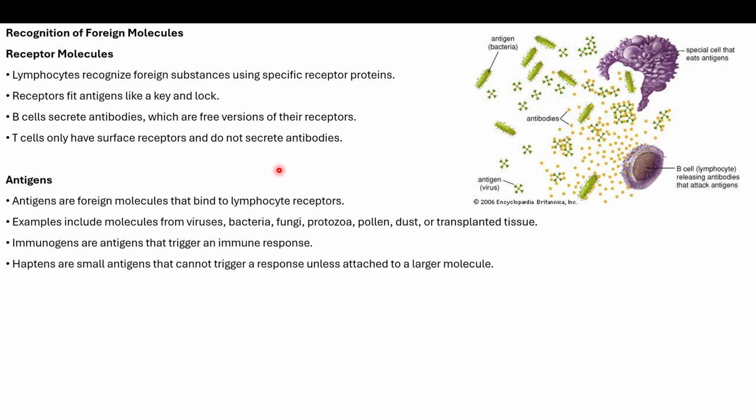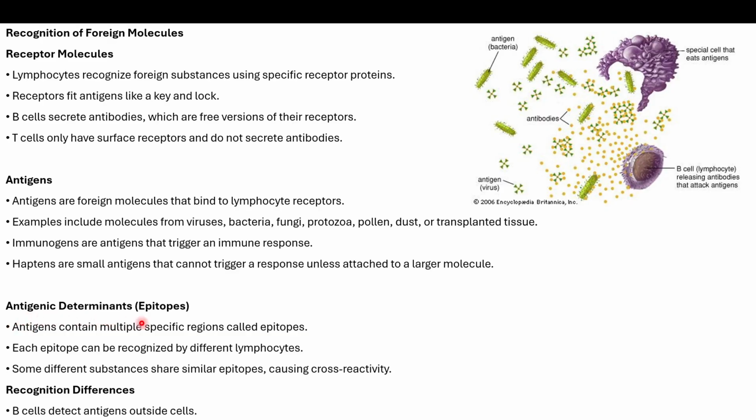Okay. If we talk about antigens, antigens are foreign molecules that bind to lymphocyte receptors. Examples can be viruses, bacteria, fungi, protozoa, pollen, dust, or any transplanted tissue as well. Immunogens are antigens that trigger an immune response. Haptens are small antigens that cannot trigger an immune response unless attached to a larger molecule.